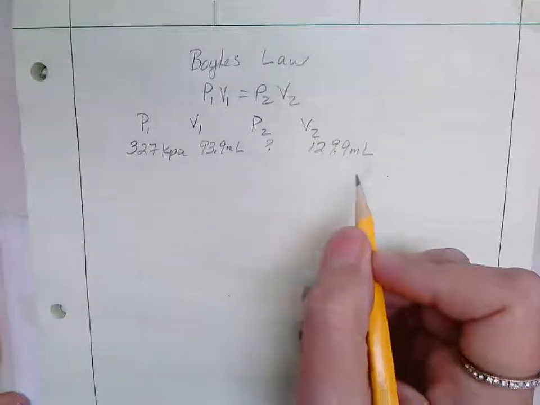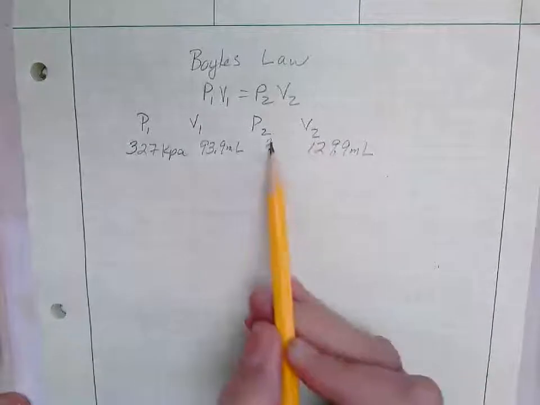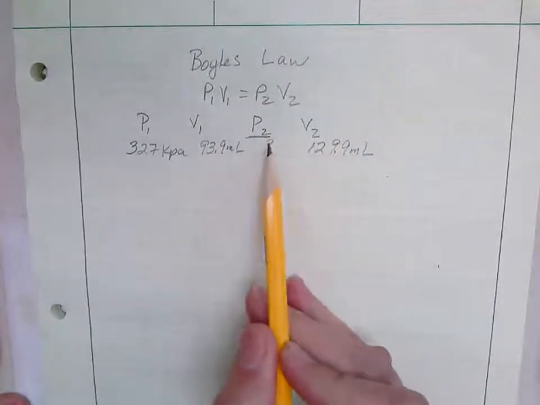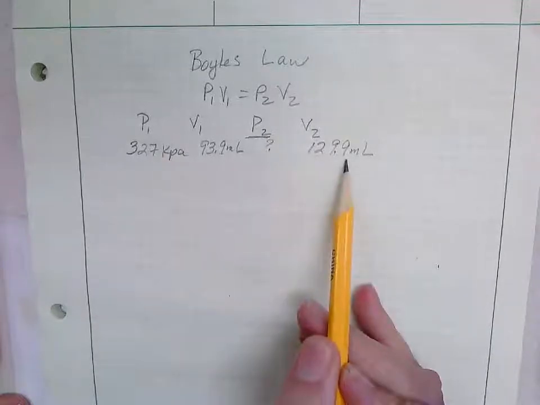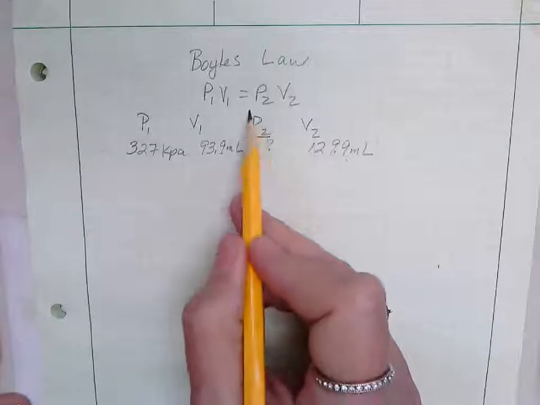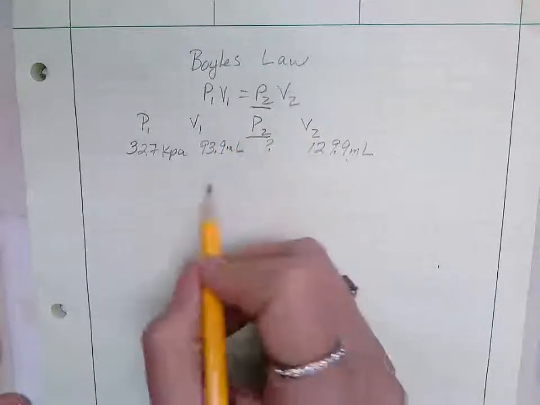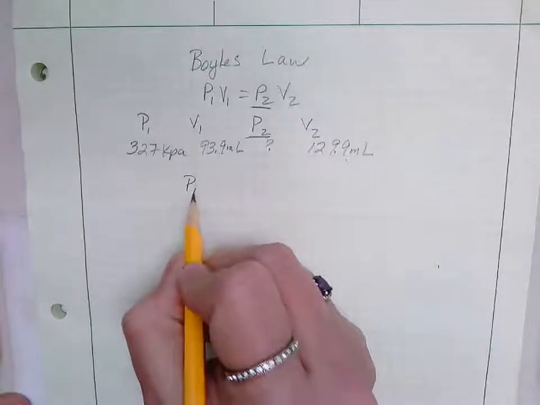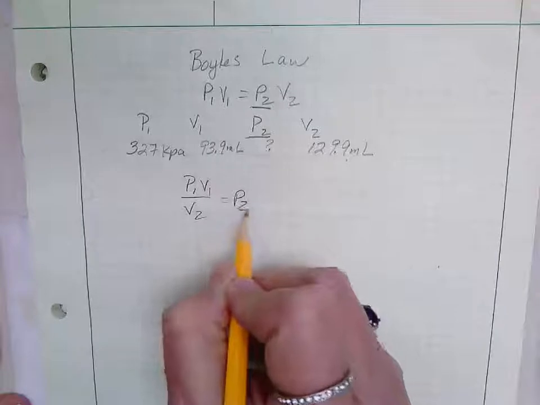Here's a little video on how to do a Boyle's Law calculation. In this particular case, I am looking to find P2. I have P1, V1, and V2. And here's my equation, so I need to solve it for P2, which means I would divide both sides by V2. And I would get that P1 V1 over V2 equals P2.